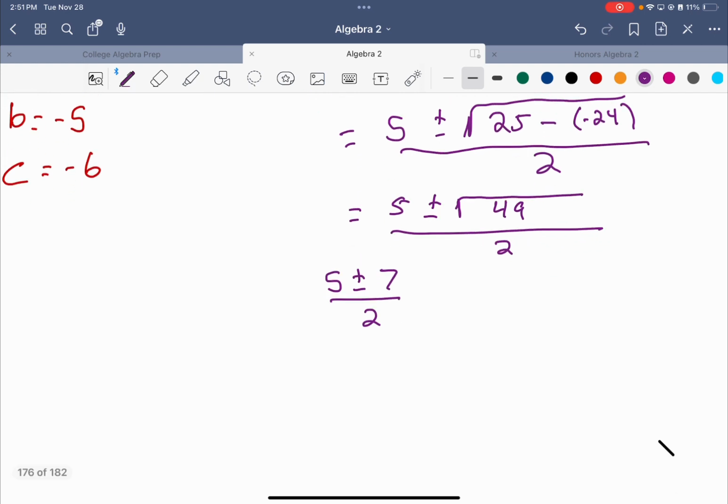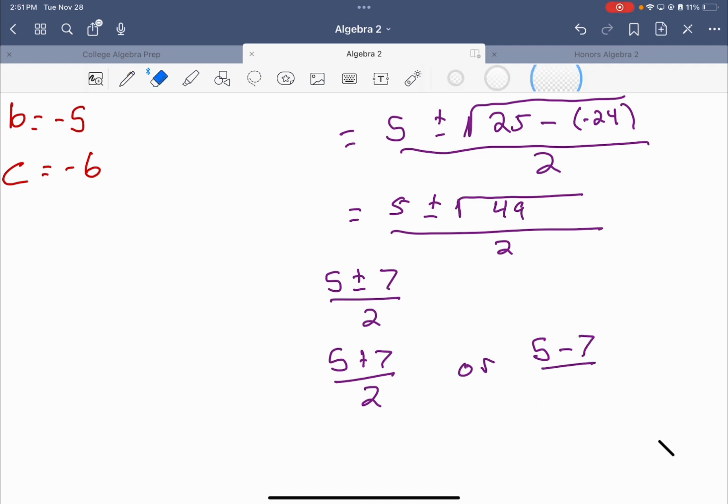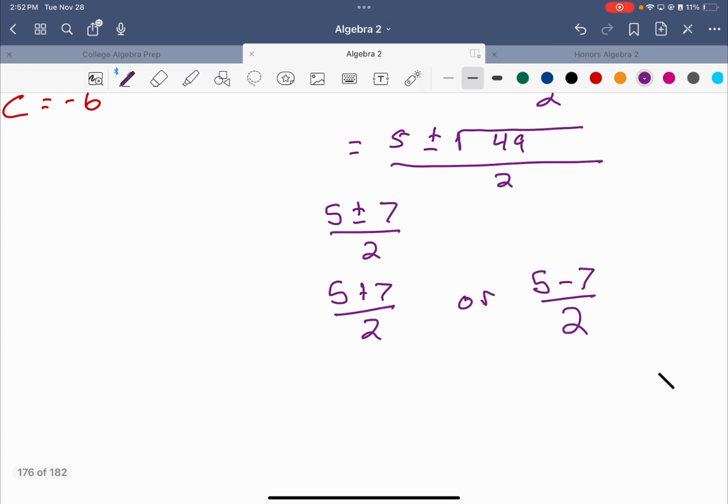Here's what the plus or minus means in between. There's two solutions. Your first solution is 5 plus 7 divided by 2. We'll simplify that in a second. Your second solution is 5 minus 7 divided by 2. So it has two solutions. It's 5 plus 7, 5 minus 7. Two solutions. 5 plus 7 is 12.